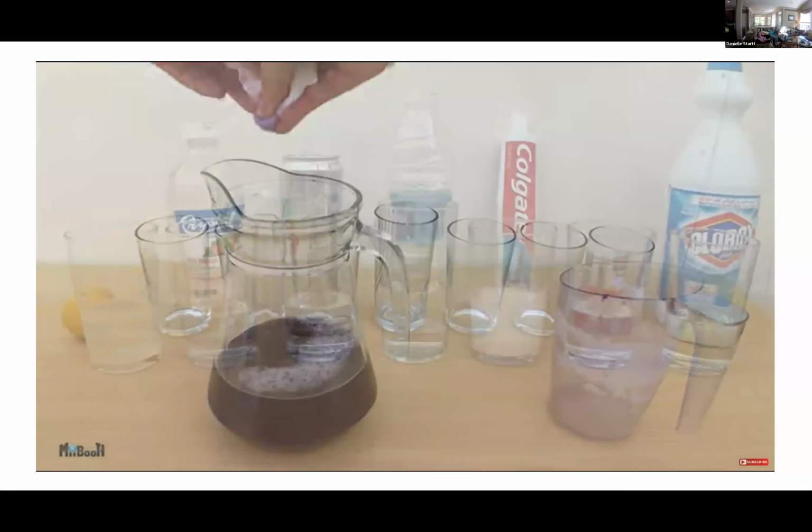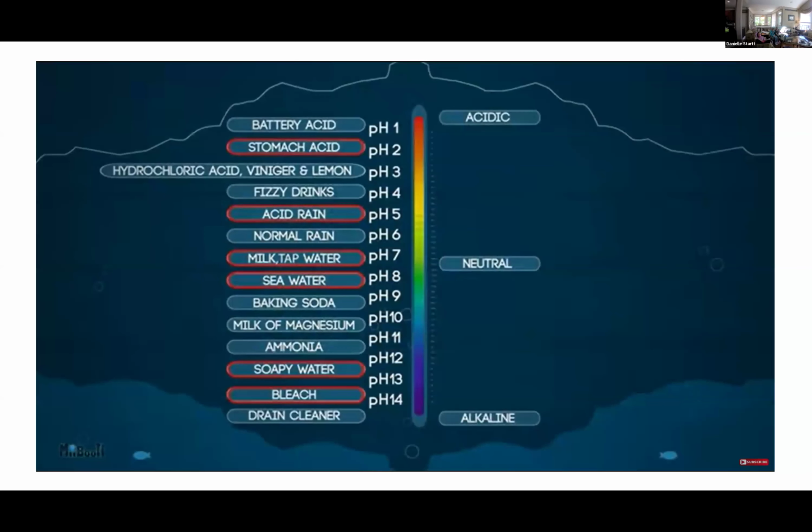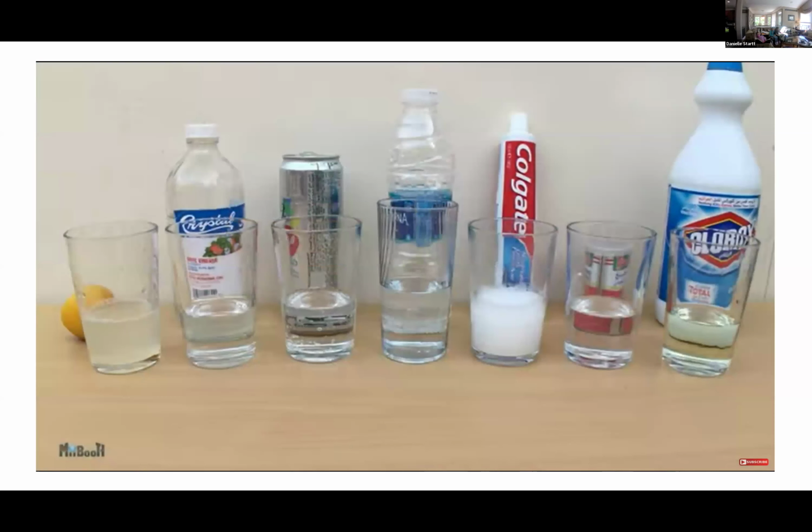Now we need some solutions to test. The measure of acidity or alkalinity is done in pH value. The pH scale has 14 increments. The lower the number on the pH scale, the more acidic the solution is. And the higher the value, the more alkaline the solution is. And 7 is the neutral zone.